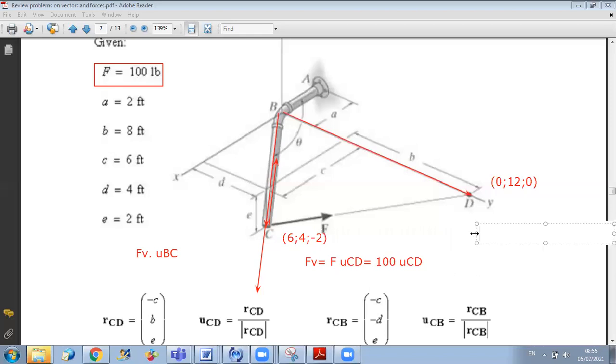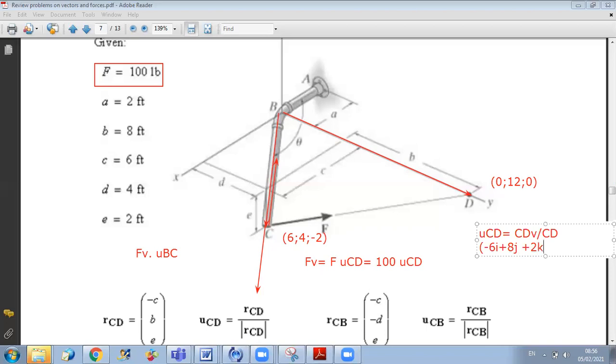CD is simply equal to vector CD over CD magnitude. So now you just have to apply. You have CD vector: x of D minus x of C, so it's minus 6i. And y of D minus y of C, it's plus 8j. And you have 0 minus minus 2, so it's plus 2k, plus 2 along the k.